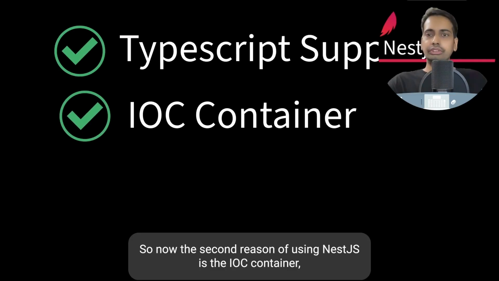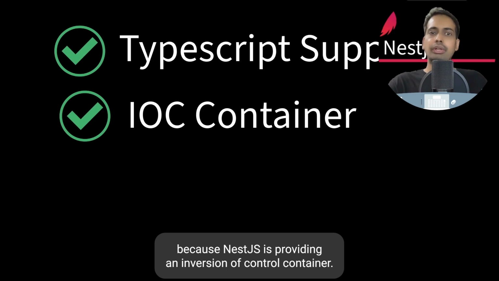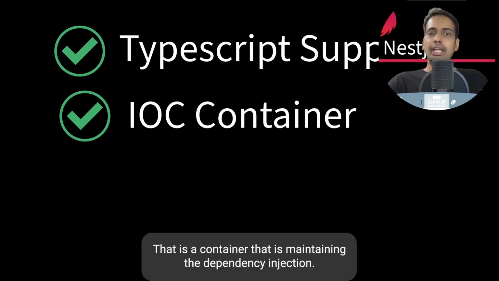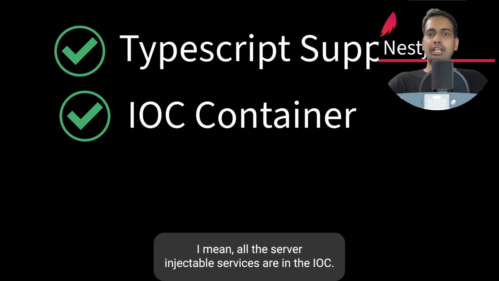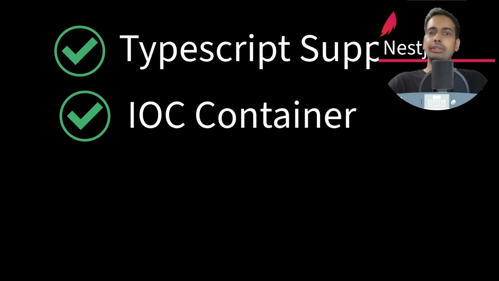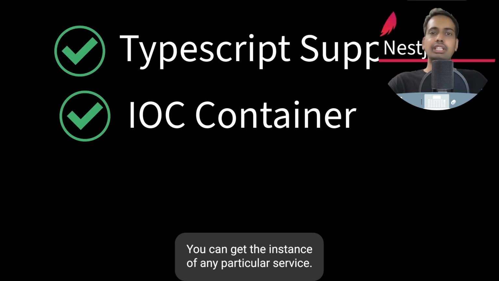Now the second reason for using NestJS is the IoC container, because NestJS is providing an inversion of control container. That is a container that is maintaining the dependency injection tree. All the injectable services are in the IoC. You can get the instance of any particular service.